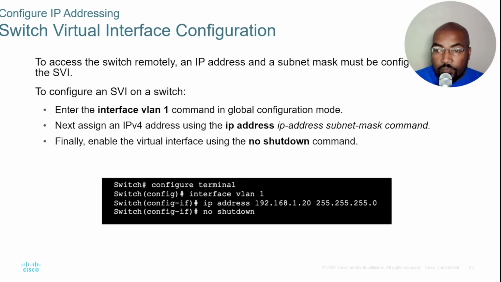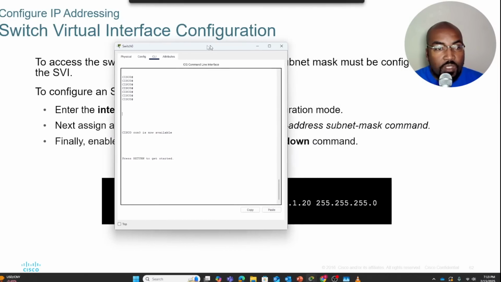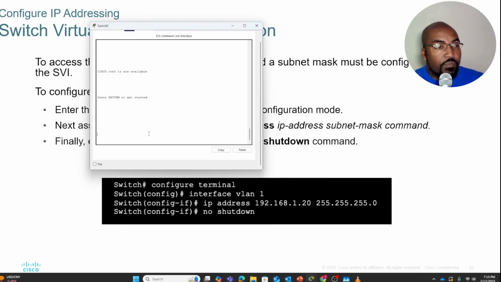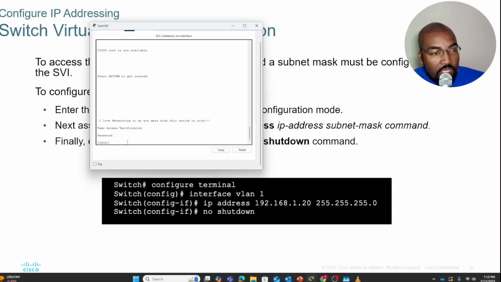So let's do this. Let's get into my switch. And there's our wonderful message of the day that we configured. So let's get into the switch. We're going to type in Lakers, and we're going to go into privileged EXEC mode. We're going to type in the word NBA. And now we want to configure the VLAN, right?